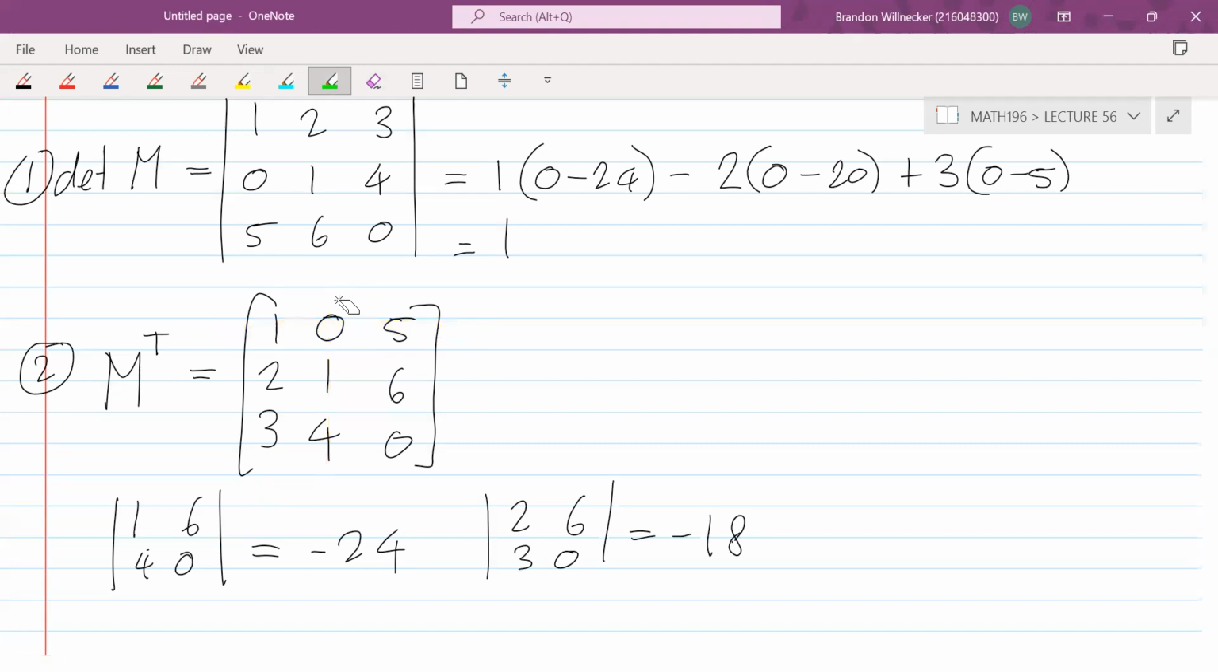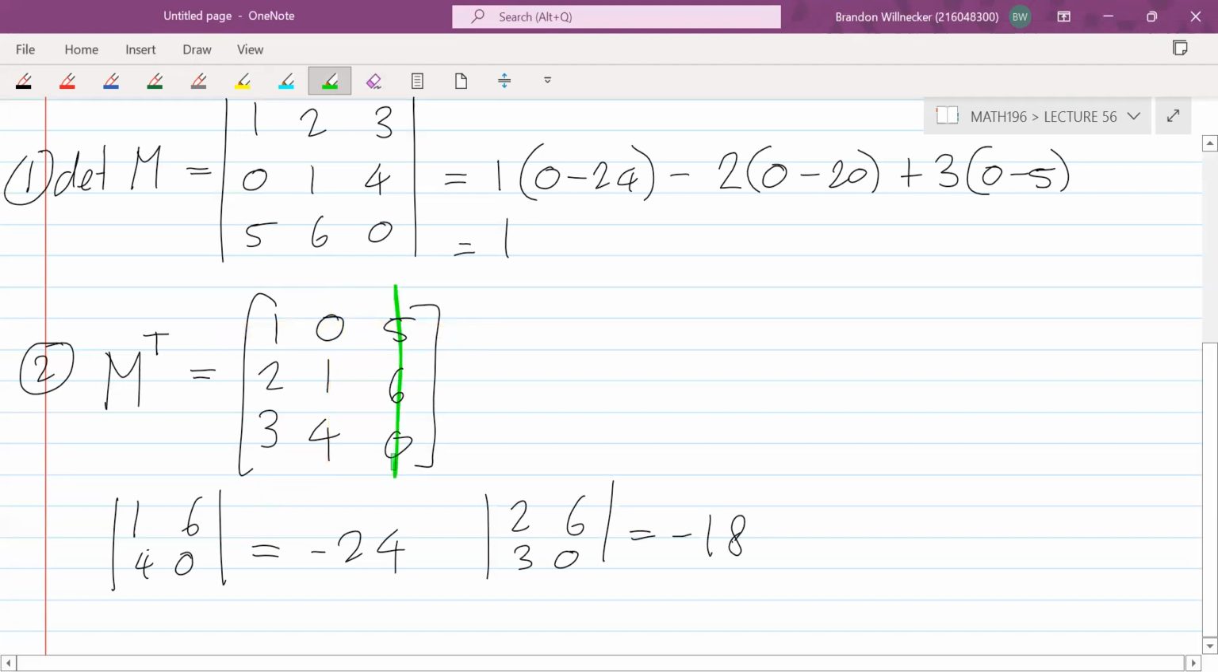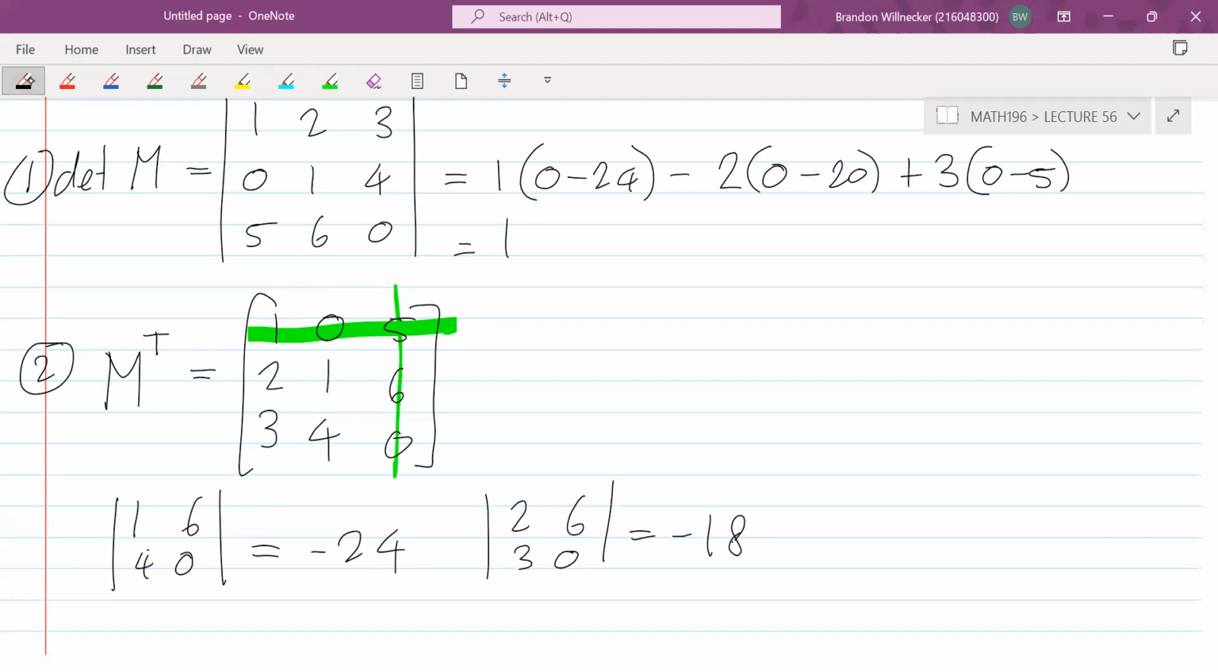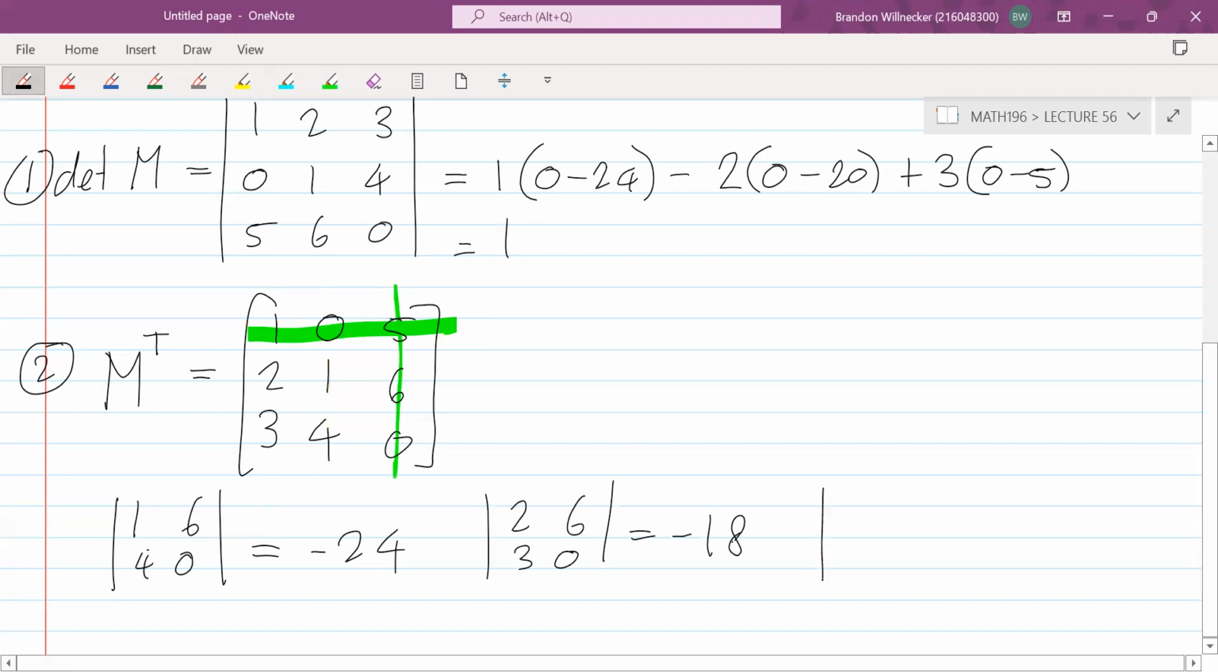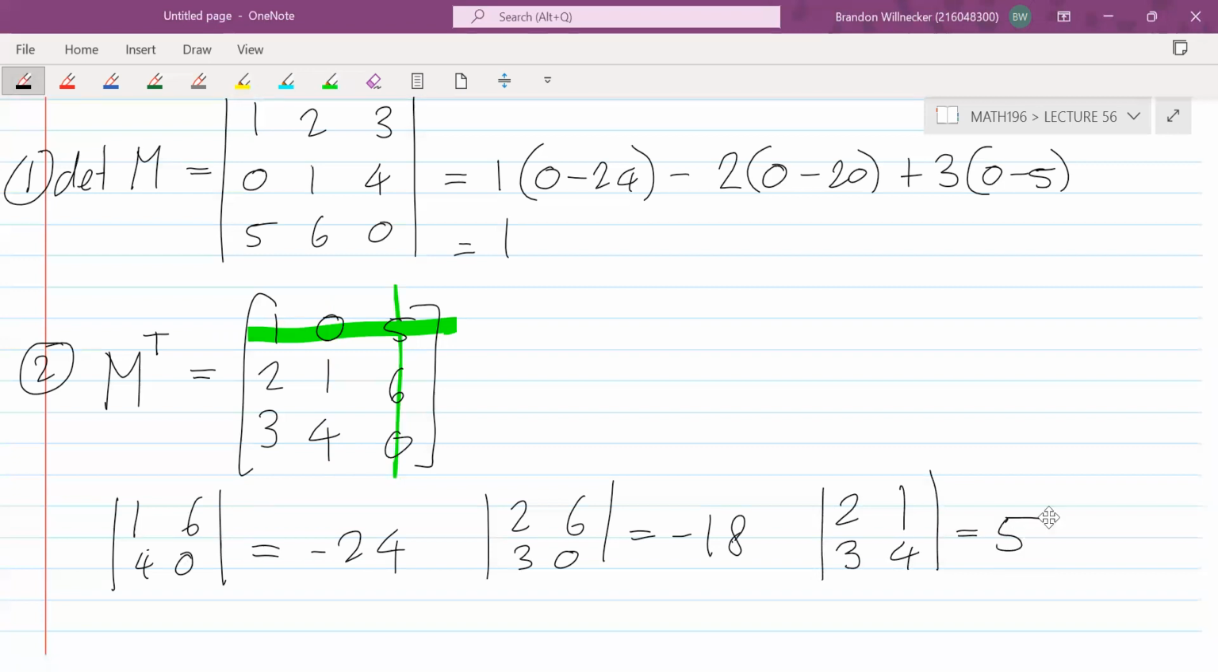Then I do the same thing for the last one. Block out that column, block out that row. I get a little submatrix and I find the determinant: 2, 1, 3, 4. That's going to be 5. So that takes care of the first row. Now I do exactly the same thing for the second row.